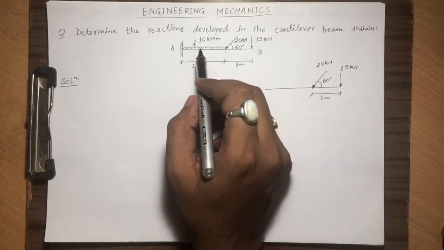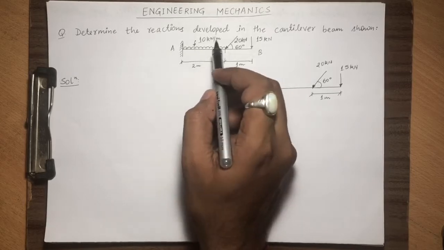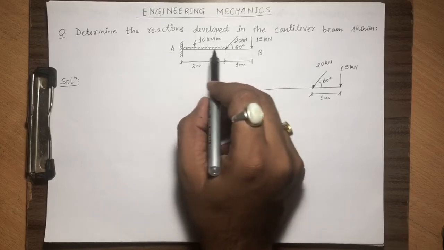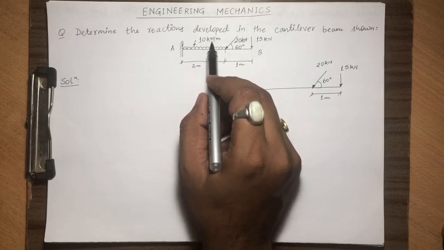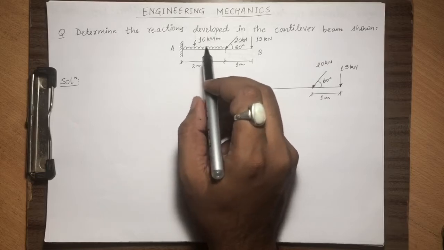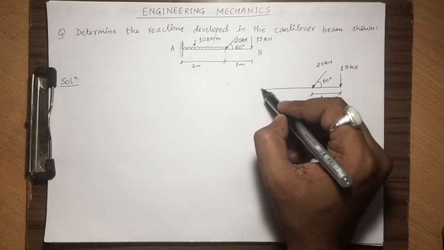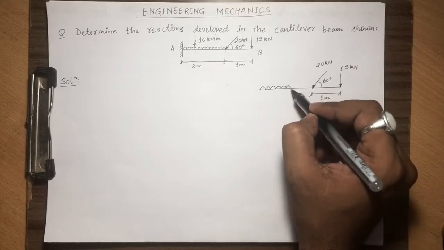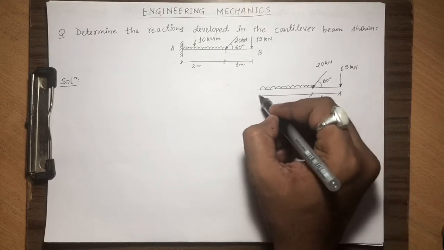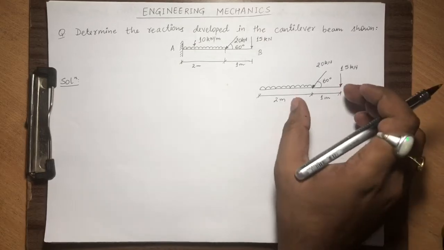This is a UDL, uniformly distributed load. Why is it a uniformly distributed load? Because at every point the loading intensity is the same, that is 10 kilonewton per meter. So how much total load will this give? 10 kilonewton per meter acting on 2 meters of span. So 10 into 2, that will be 20 kilonewton. That we will see. So this 10 kilonewton per meter is acting here on this 2 meter span. Okay, so this is the external loading.